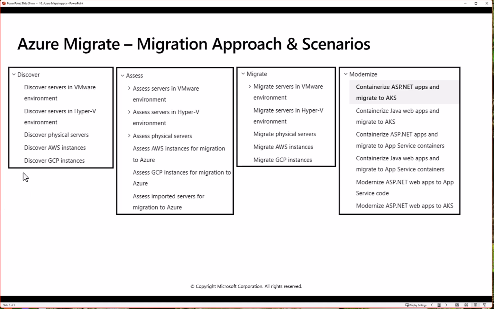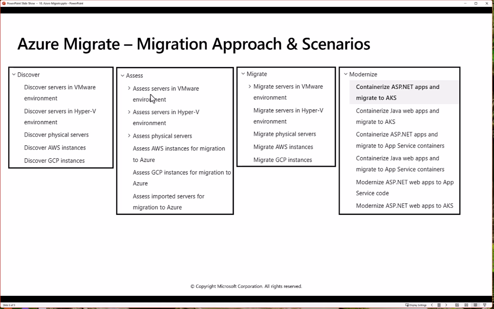So here, when you look at that discovery, it can discover VMware, Hyper-V, physical servers, AWS and GCP. And I have done a migration from GCP, someone's VM that was very big on GCP, we used Azure Migrate, it went to GCP and discovered it, and it was able to migrate that same VM from GCP to Azure, right? So that does that as well, right?